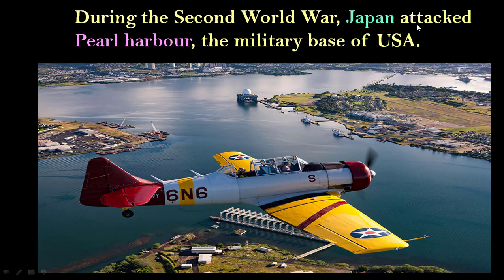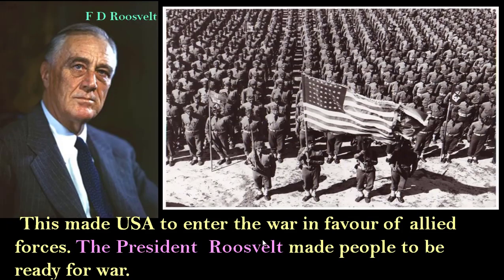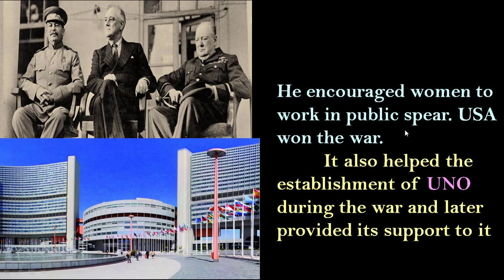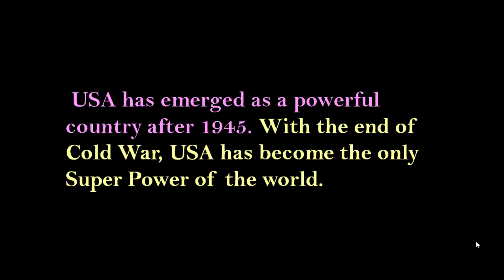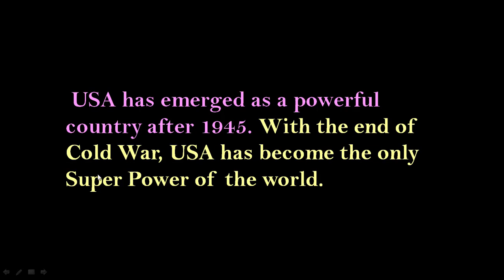During the Second World War, Japan attacked Pearl Harbor, the military base of USA. This made USA enter the war in favor of the Allied forces. President Roosevelt made people ready for war. He encouraged women to work in the public sphere. USA won the war, and it also helped in the establishment of UNO, the United Nations Organization, during the war and later provided its support to it. USA emerged as a powerful country after 1945. With the end of the Cold War, USA became the only superpower of the world.